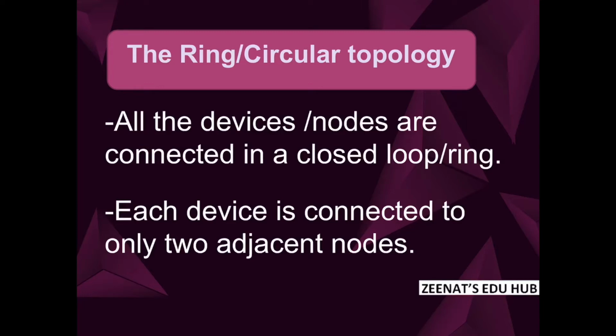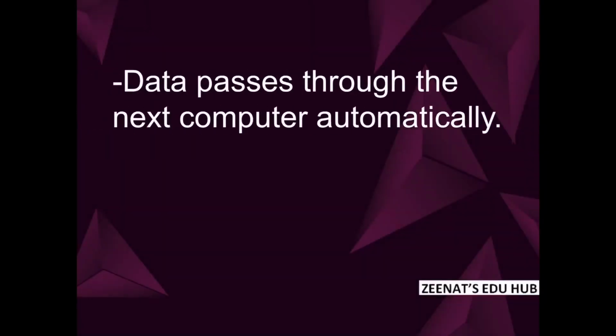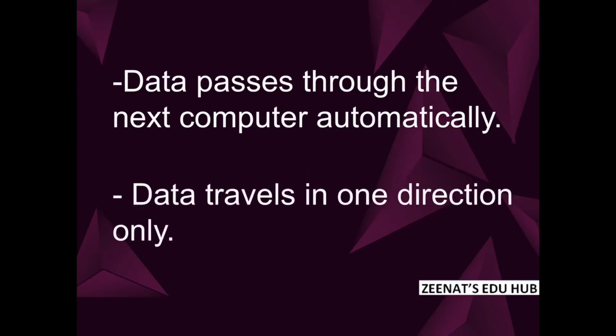Data is accepted or received from one node and transmitted to another adjacent node. The data passes through the next computer or travels around the ring automatically. Data travels in only one direction, but it may take either of the two possible routes.